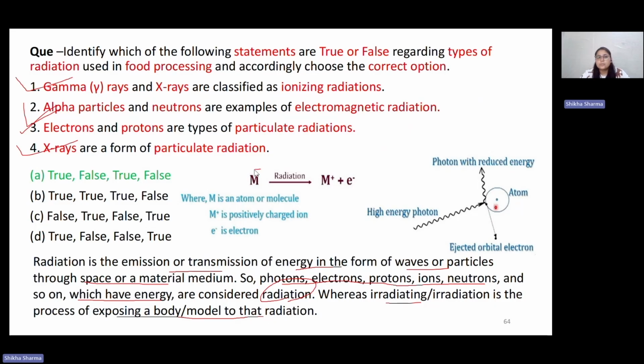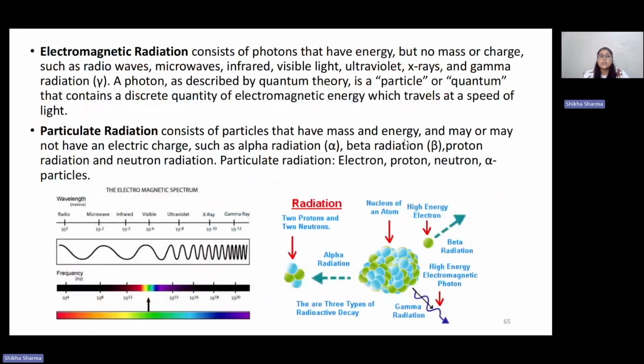So suppose this is a molecule or atom to which radiation is applied. The electron is knocked off. A high energy photon comes in, knocking off the electron from its orbital, and the photon with reduced energy goes on the other side. So these radiations are considered as electromagnetic radiation and particulate radiation.